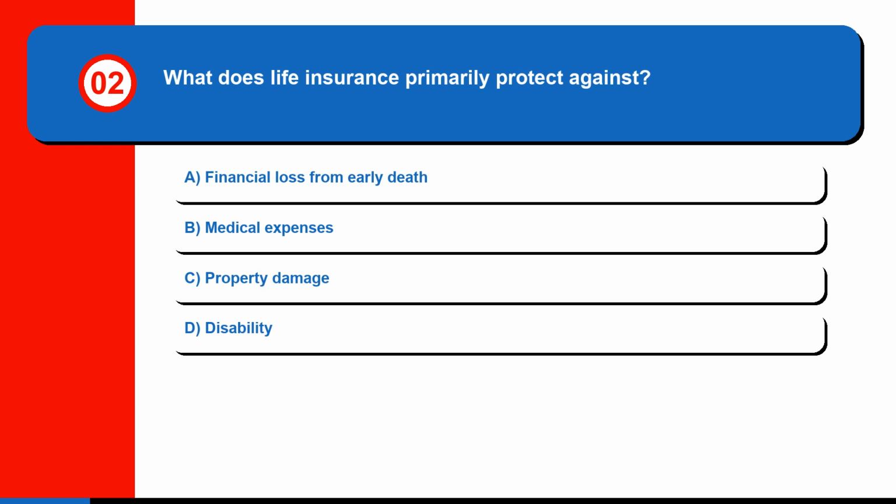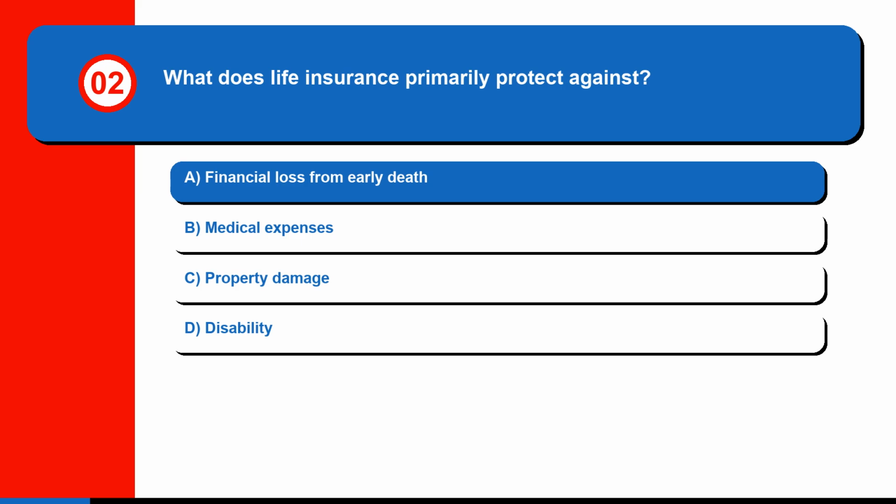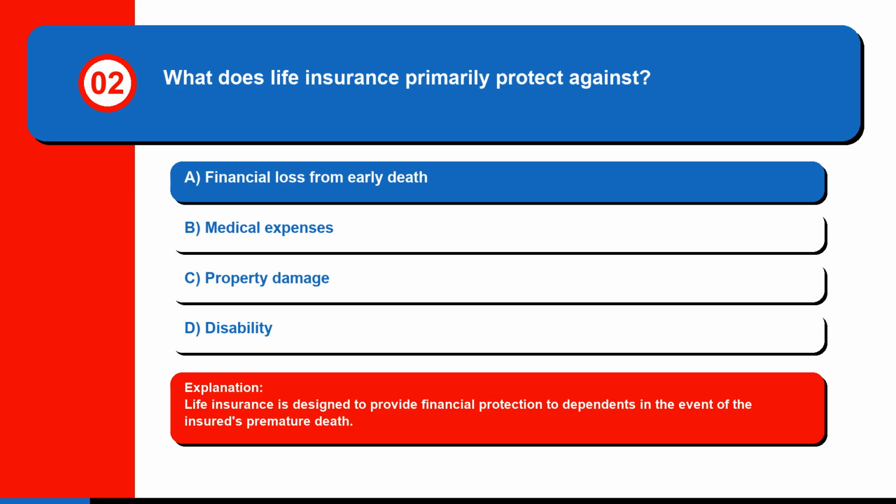Question 2. What does life insurance primarily protect against? A. Financial loss from early death. B. Medical expenses. C. Property damage. Or D. Disability. The correct answer is A. Financial loss from early death. Life insurance is designed to provide financial protection to dependents in the event of the insured's premature death.